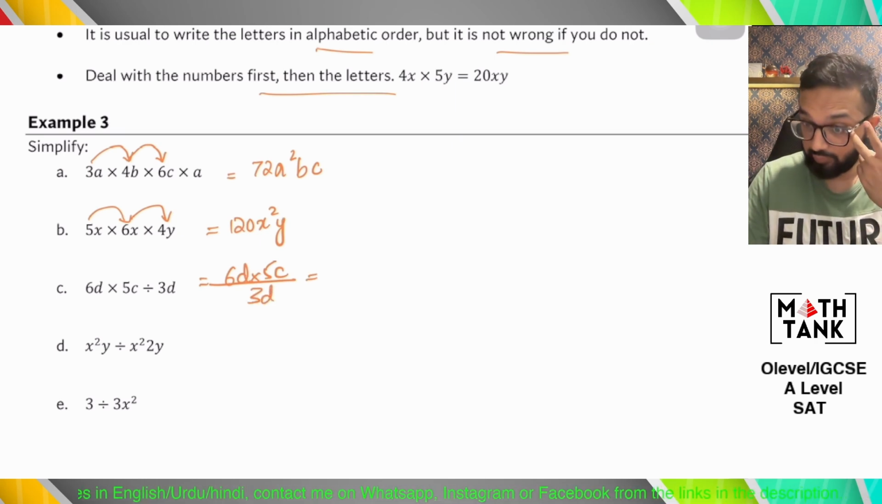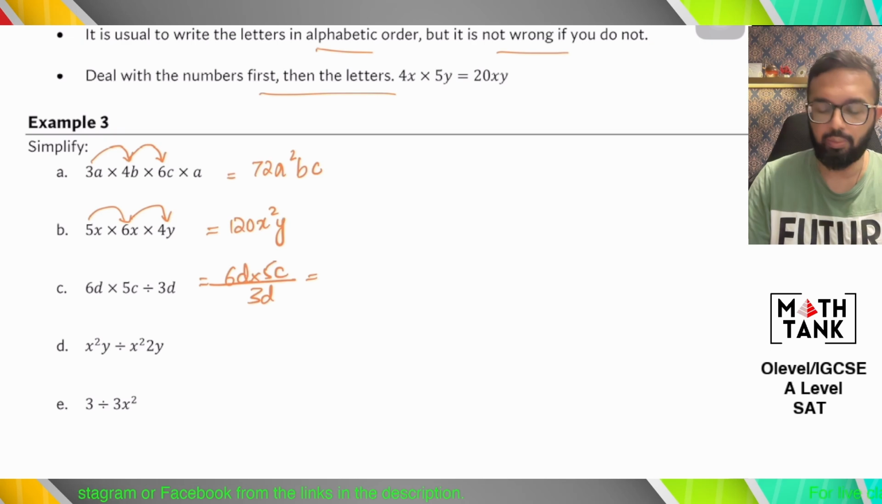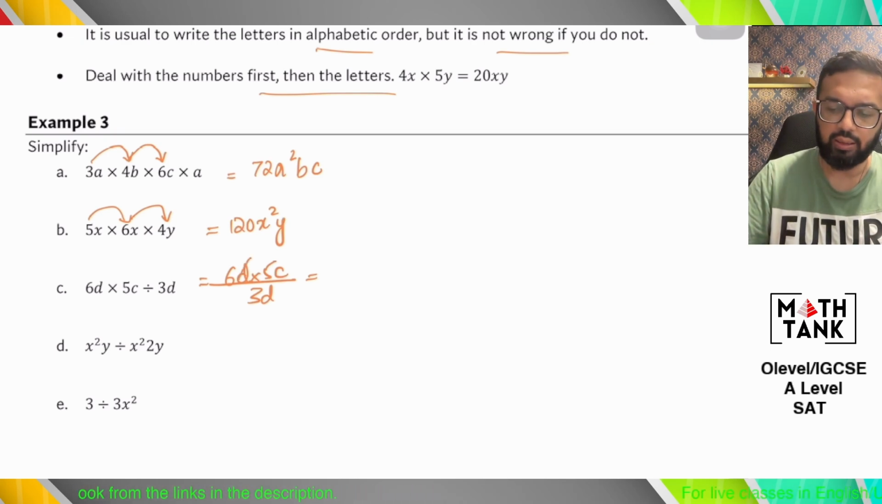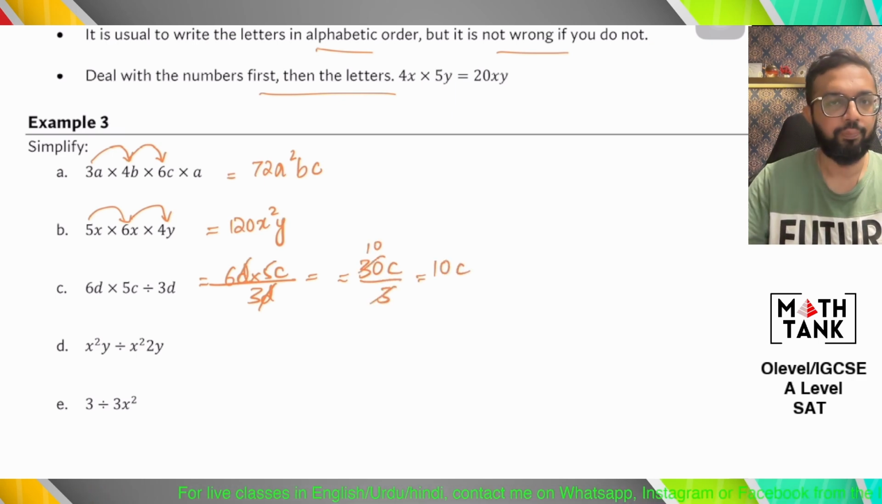Although these 3D is just getting divided, 5C is just getting divided by 3D. But writing this is also fine. We'll talk about this later. The D cancels out. So 30C over 3. So 3 and 10, 30 give you 10C.